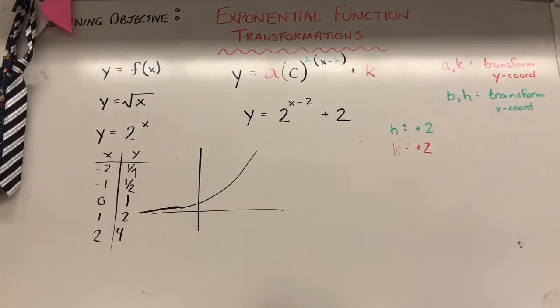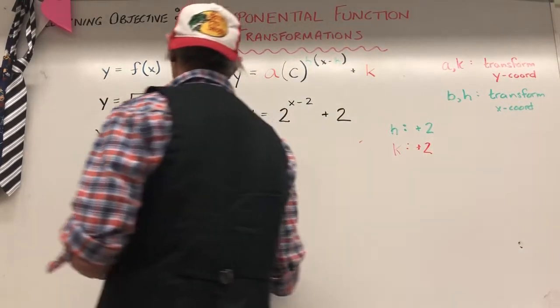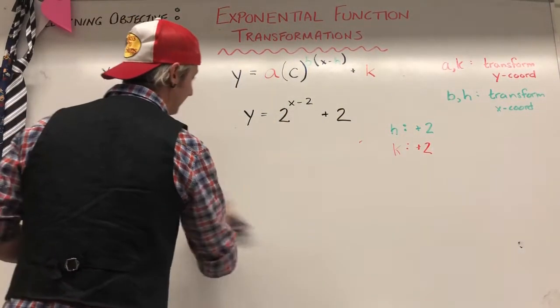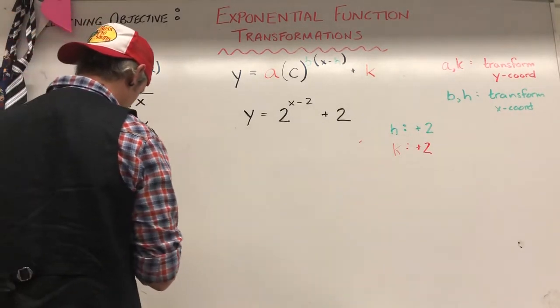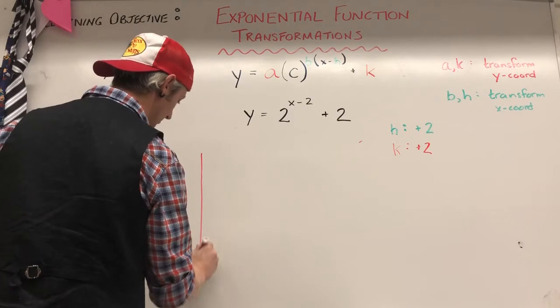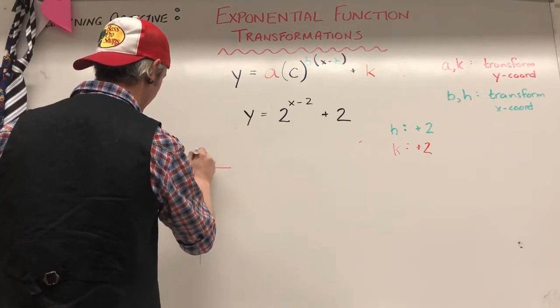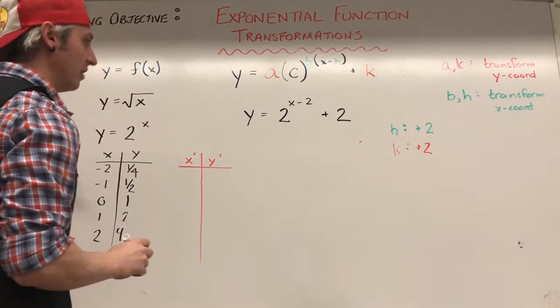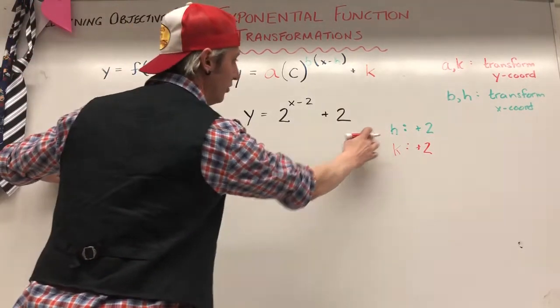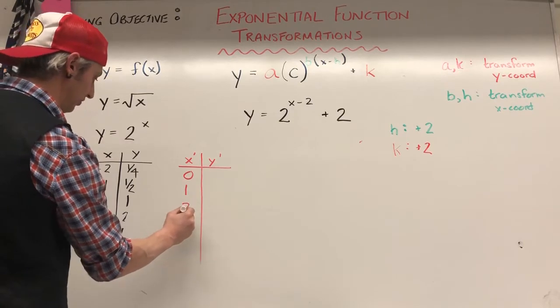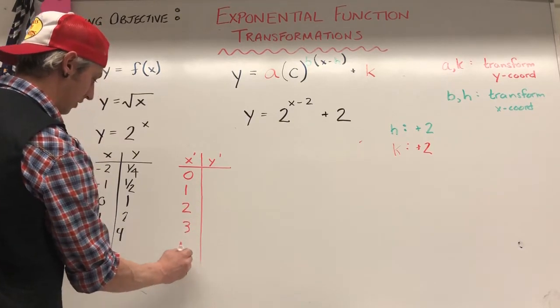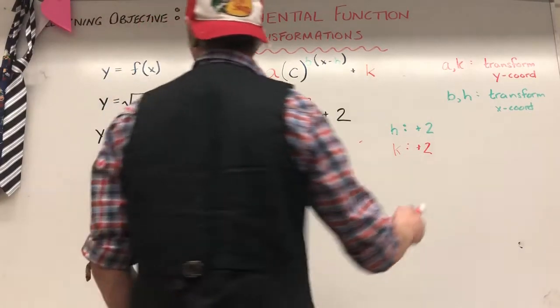So what do I do? Well, H's are going to transform my X coordinates, K's are going to transform my Y. I'm going to make a new table of values here based on my baseline function. I'm going to call that X prime, Y prime. Now, let's start with X. All I'm doing is adding 2 to each X. So -2 plus 2, 0. -1 plus 2, 1. 0 plus 2, 2. 3, 4. And then the Y, I'm doing the exact same thing.